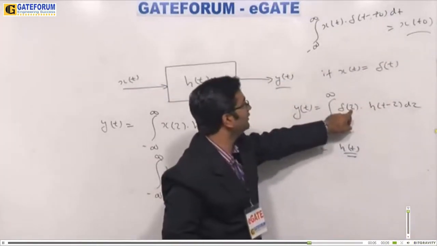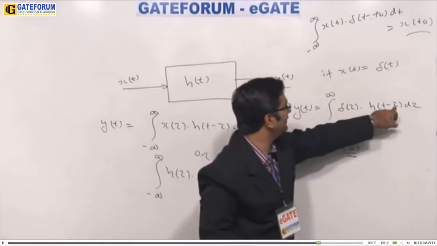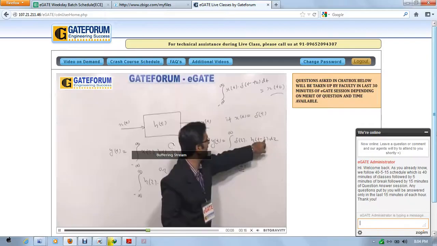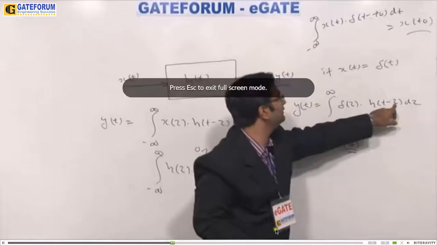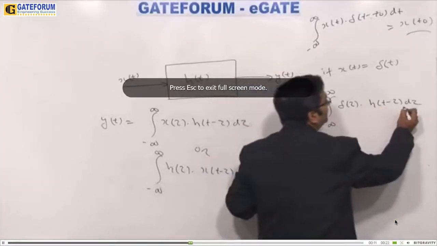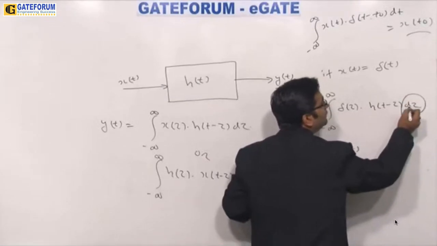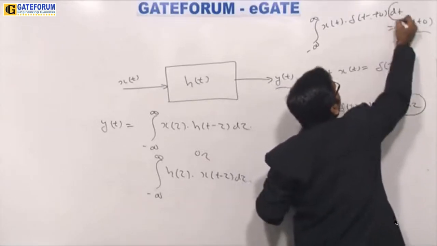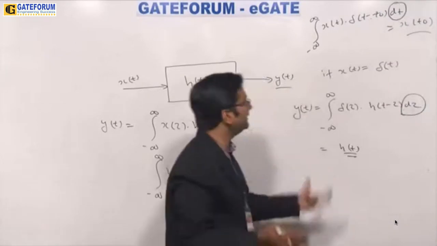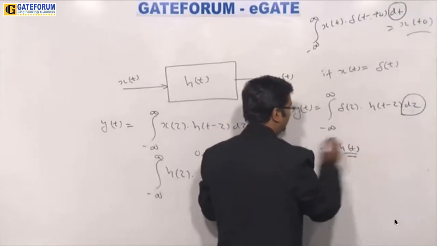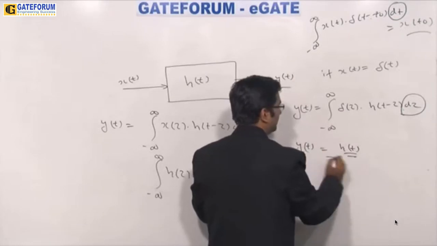What is t0 here? t0 is 0. Substitute that here at 0. What variable am I integrating with respect to? Here I am integrating with respect to tau, and there with respect to t, so they are both one and the same thing. But h(t) is an independent variable, so this will remain h of t. So y(t) becomes h of t.